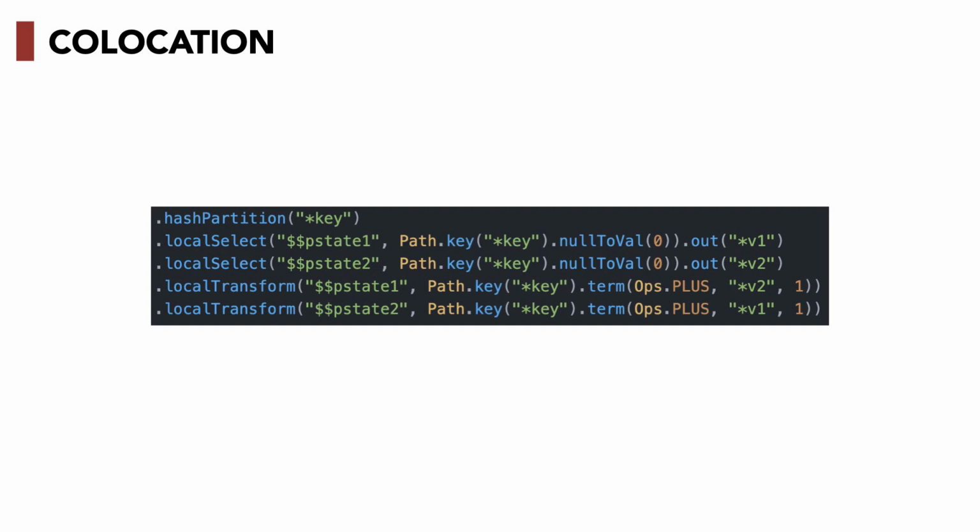This colocation is also really efficient. Reads and writes are local operations, so you don't have to do a network round trip for every operation like you do with a database. You have to do a network operation to get to the right task, but once you're there, you can do as many reads and writes as you want.